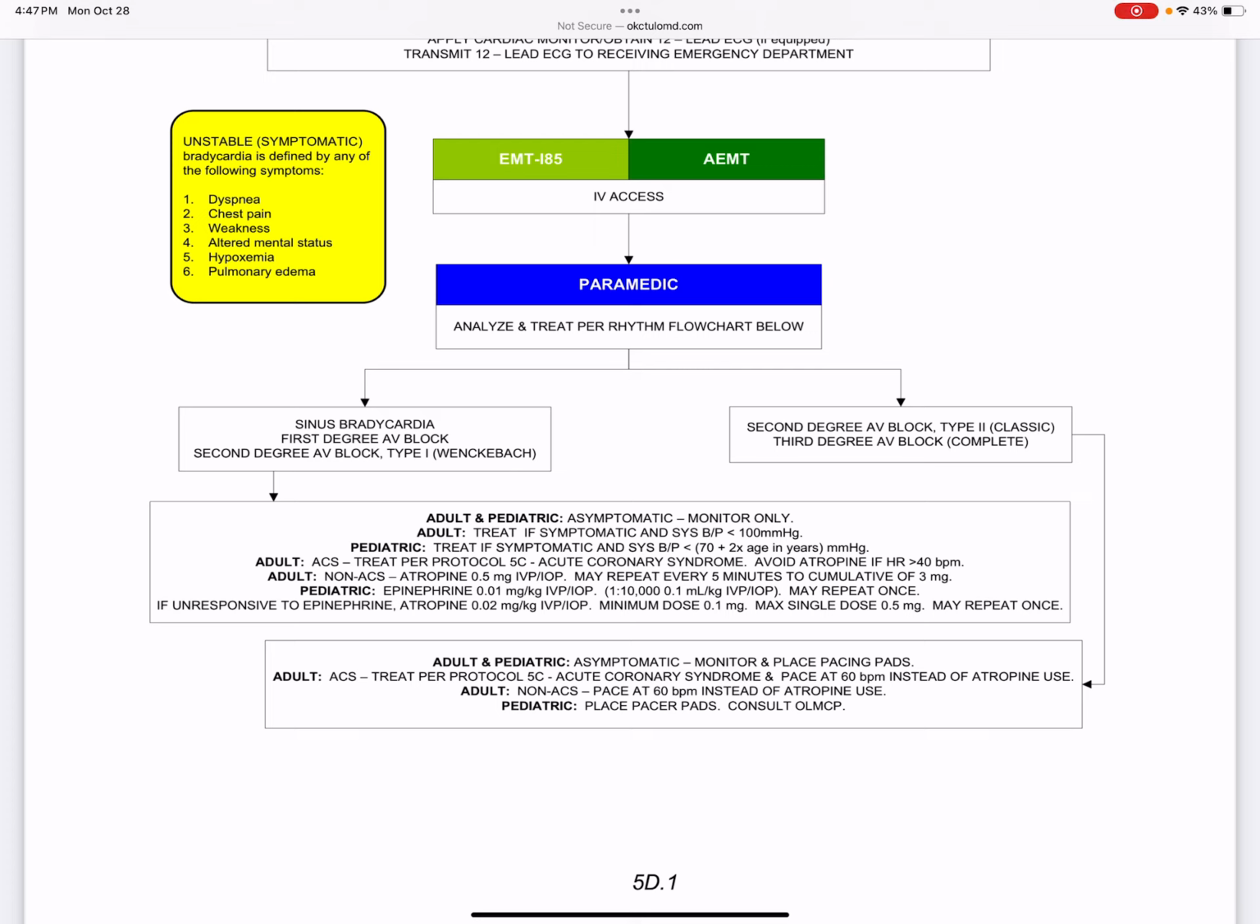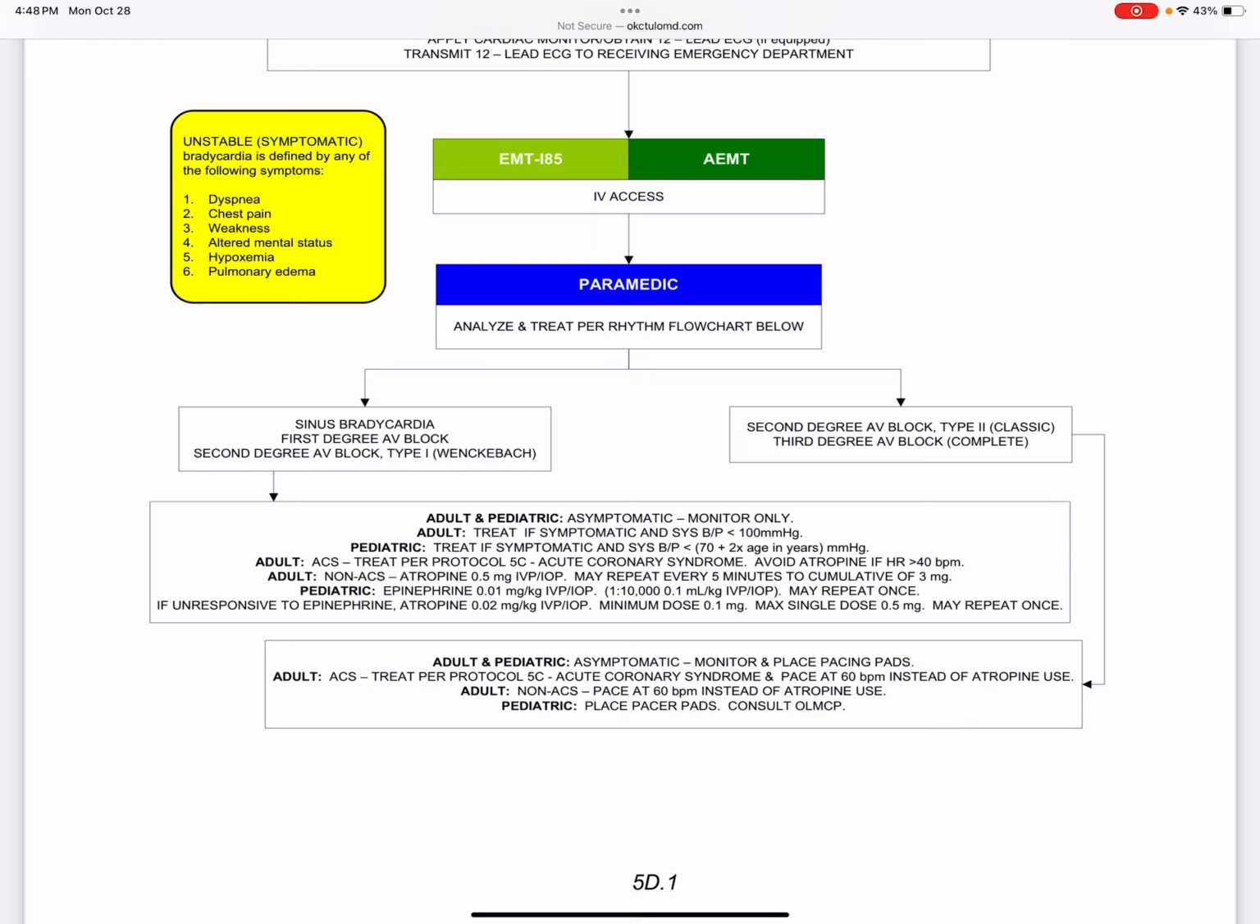The bradycardic rhythms can be a sinus bradycardia. It can be a first-degree AV block. It can be a second-degree AV block type 1, also known as Wenckebach, second-degree AV block type 2, or a third-degree AV block, which is your complete heart block.